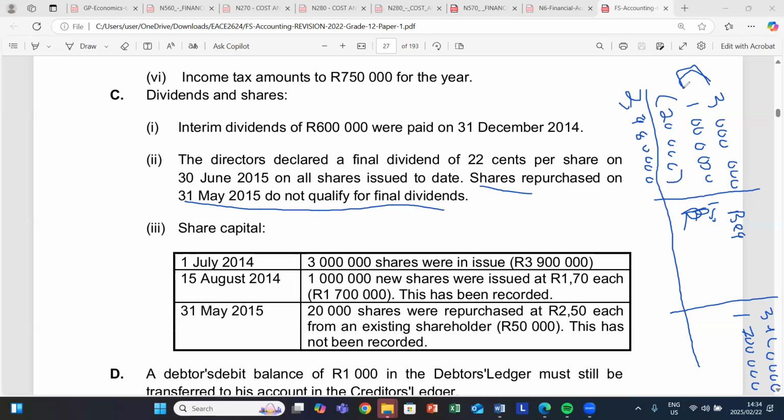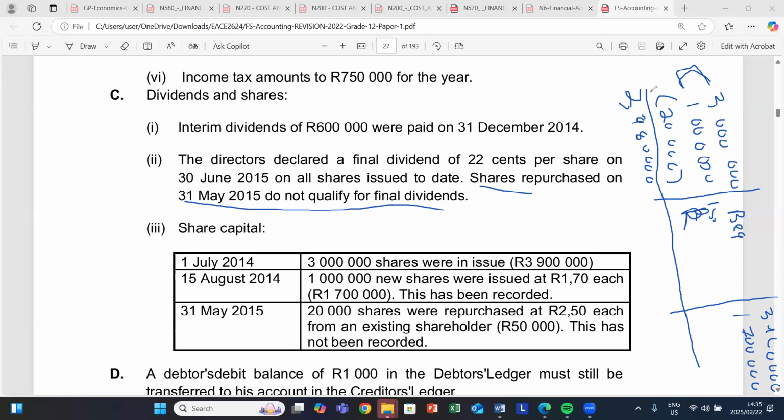So each and every time when they tell you that shares repurchased do not qualify for a buyback, always know that you'll use the shares at the end. Whenever you're using 4 million rand, you are simply saying that they qualify for a buyback. You haven't minused the ones that have been repurchased. Whenever they say they do not qualify, you are supposed to minus those shares that have been repurchased, because you're not supposed to give them dividends.